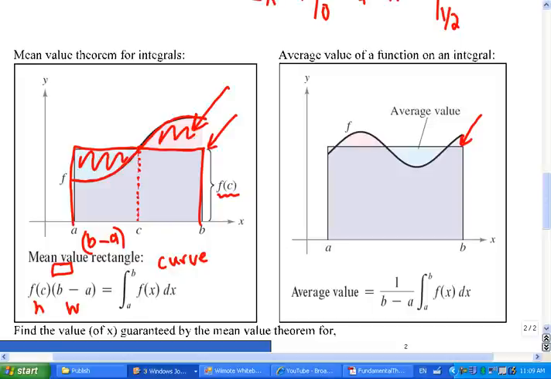So maybe this is the population of a country over time. What's the average value over those 20 years? Well, we can find it by integrating it and solving for this height. So if I solve for the height, I've got to divide by the width. And that's what I did here, I just divided it by the width. And that leaves me with this piece right here.